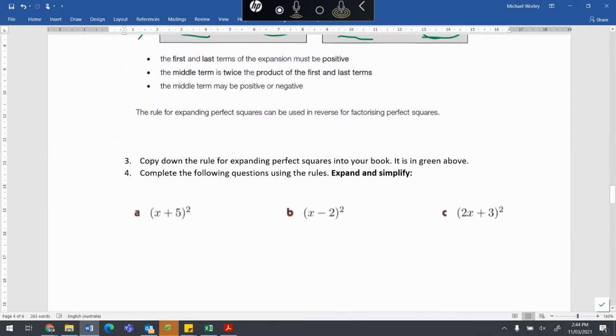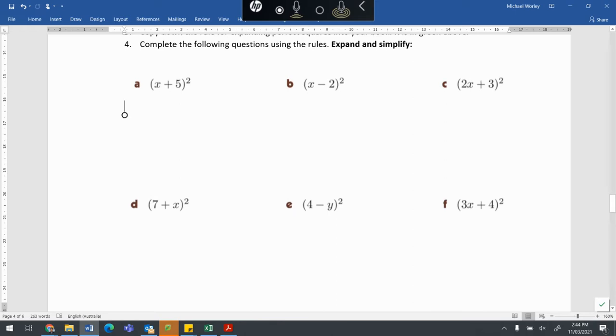All right, so now what we need to do is apply it. So how do we expand and simplify these? Well, this first one, we use the rule, it's plus. So we go x squared plus 2 times the first term, which is x, times the second term, which is 5, plus the last term squared, which is 5 squared. And then we simplify. X squared, 2 times x times 5 is 10x, and 25. We've expanded in the first step, and then we've simplified in the second step.